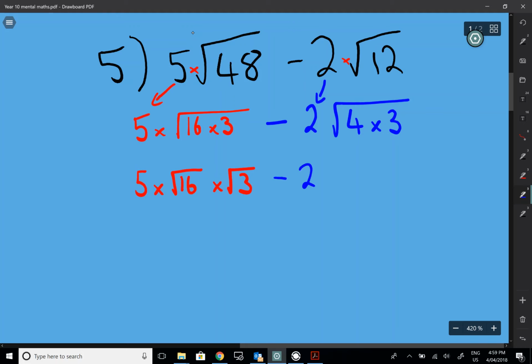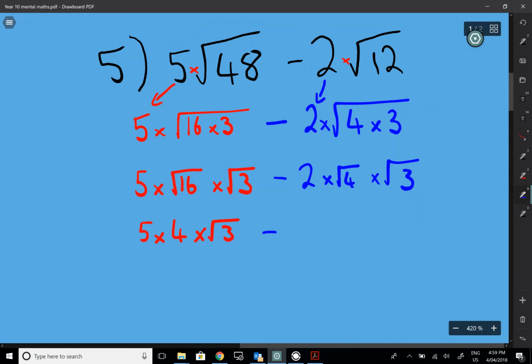Subtract 2 times the square root of 4, and there's little times in here, times by the square root of 3. Now we can start to simplify. The square root of 16 is 4, so it's going to change to 5 times 4 times the square root of 3.